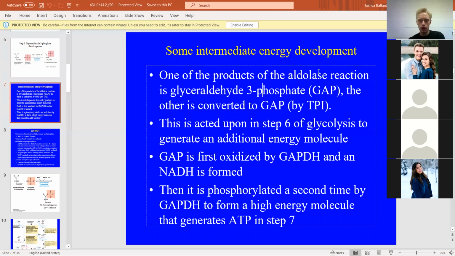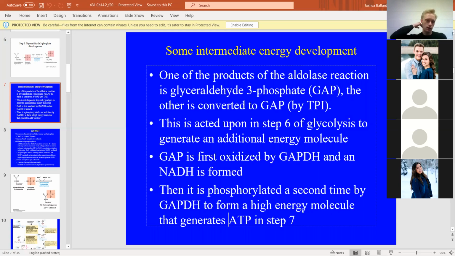So we have the enzyme here, and this is kind of just an intro. The substrate is glyceraldehyde 3-phosphate, which is first oxidized by GAPDH, glyceraldehyde 3-phosphate dehydrogenase, and an NADH is formed. Then it's phosphorylated by the same enzyme to form a high energy molecule that generates ATP in step 7.